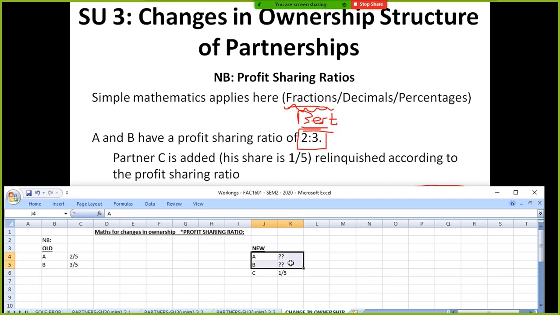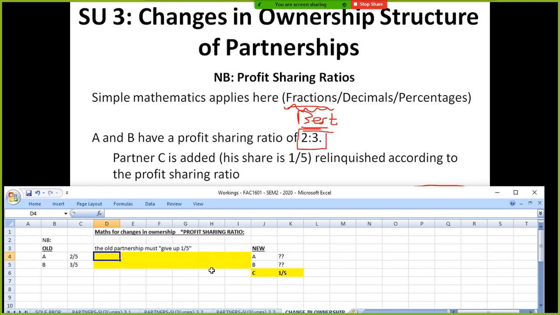So 1/5, because this is the new partnership. Do you know how much A is going to have? No. Do you know how much B is going to have? No. Right, that's where the maths comes into it. So you need to take 1/5 from where? From the new or the old? From the old. Exactly. The 1/5 comes from the old partnership, so the old partnership will give up 1/5.